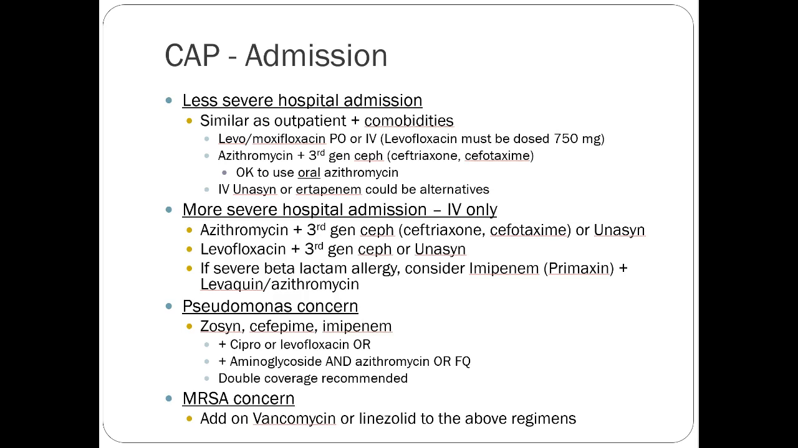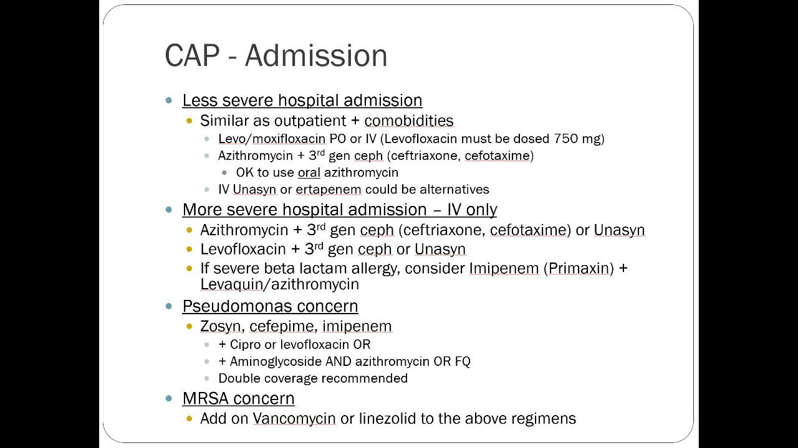Some other alternatives you can consider. IV cefuroxime could be used in place of the third generation cephalosporin. It's kind of fallen out of favor, and it's at least 4 times a day to dose that intravenously, whereas ceftriaxone is once daily. So unless you have a really good reason not to give ceftriaxone, you probably should just do it.